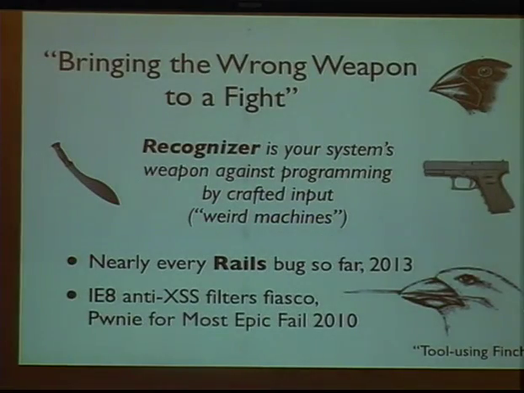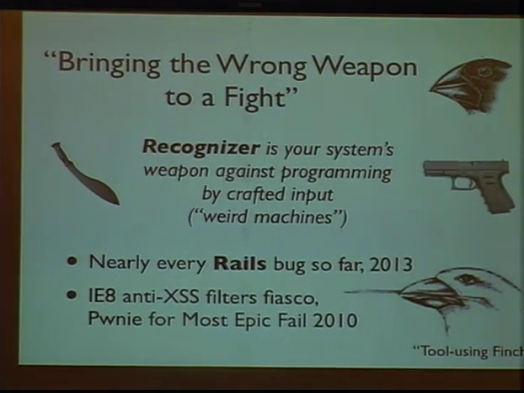So you have to sort of bring the right beak to the food, or the right weapon to the fight. It does not do to parse something that is context-free with a finite state machine. We will see an example of that. In fact, the recent Rails bugs were the example of that.